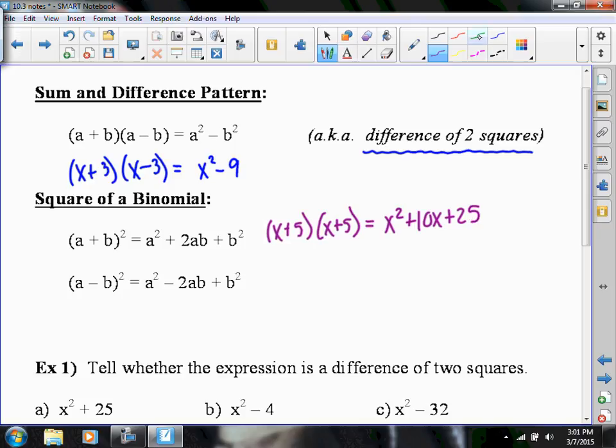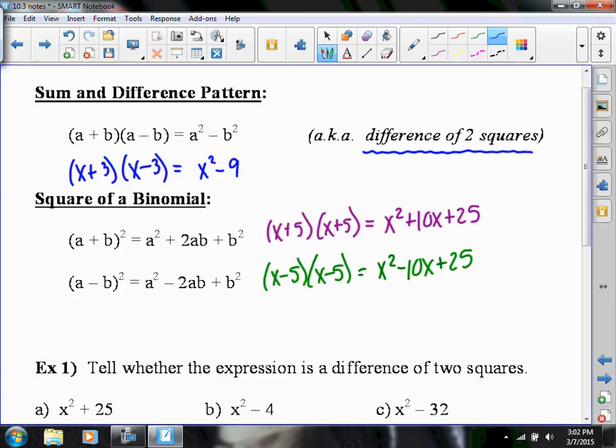And then we took a look at this with the minus as well. We did x minus 5 times x minus 5, and we got x squared minus 10x plus 25. Now notice there's no x squared plus 10x minus 25. You could have a minus and a minus, but you're not going to have a minus and then a plus. So knowing that you can have a plus plus or a minus plus, that's an important part of the pattern as well.